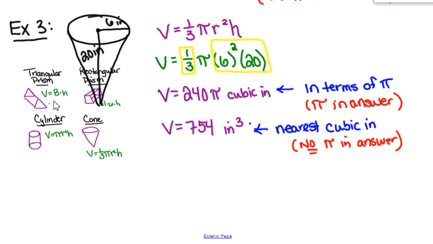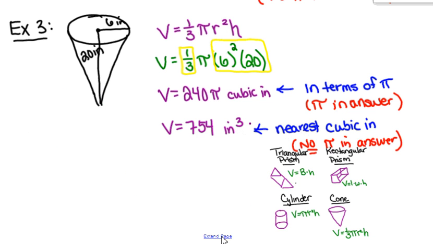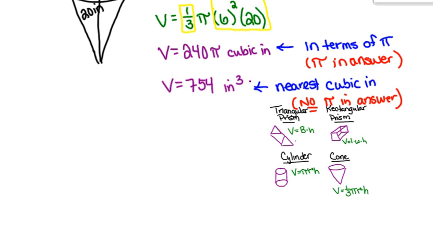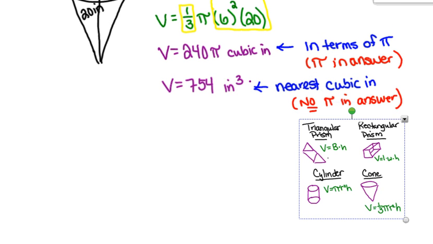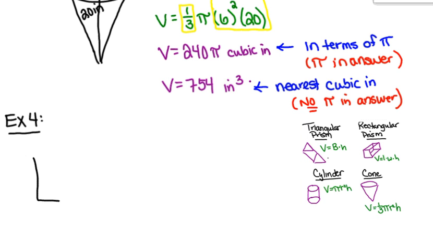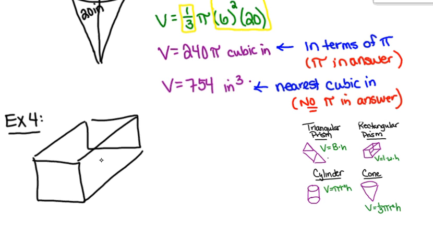All right, let me grab my sticky note and move down the page. We're getting there, folks. One more to go here. Example 4. This is what my picture looks like. And of course, this is my favorite one, the rectangular prism.